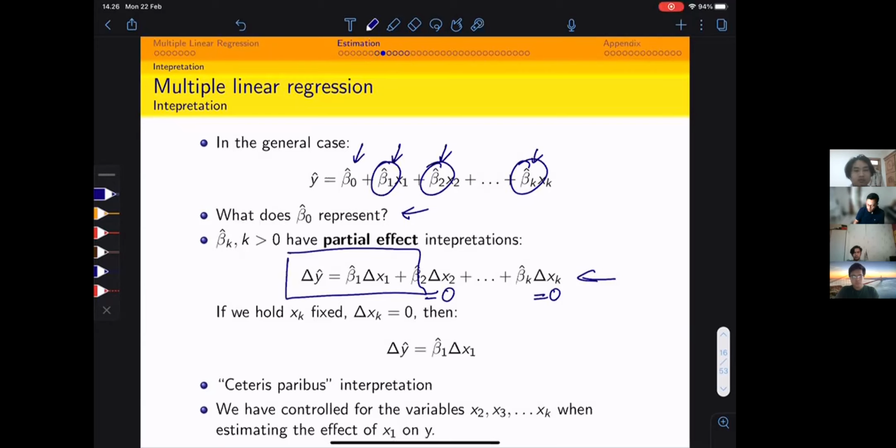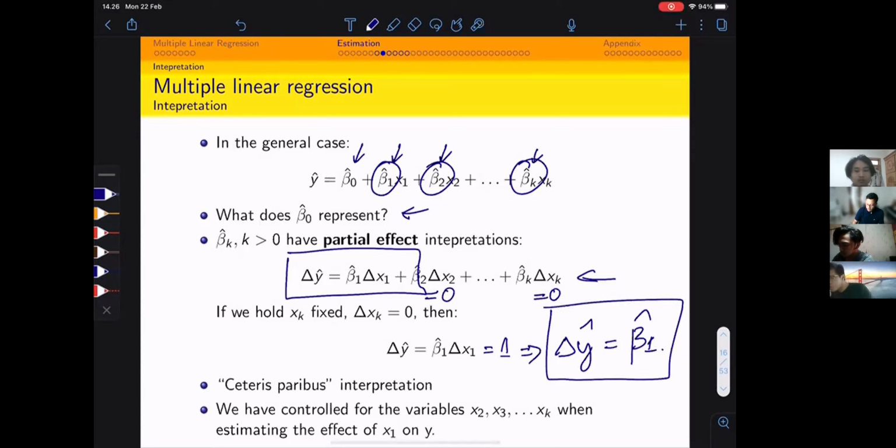Now, x1, we're going to assume changes by one. So if x1 changes by one unit, then y is going to change by beta one hat. Whenever we want to do the interpretation, it's always easier if we set the change of x equal to one. So if x changes by one unit, then y changes by beta one hat, all else constant. All else constant means x2, x3, x4, up to xk are held constant. So that's the interpretation of the model.